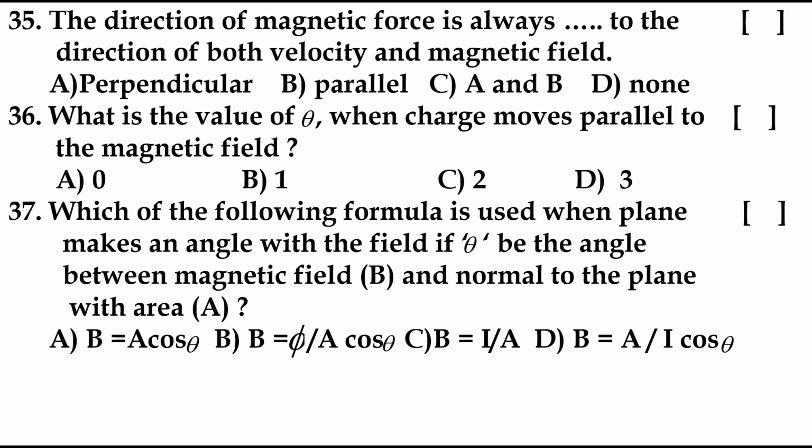35. The direction of magnetic force is always dash to the direction of both velocity and magnetic field. A. Perpendicular. B. Parallel. C. A and B. D. None. Answer is option A. Perpendicular.